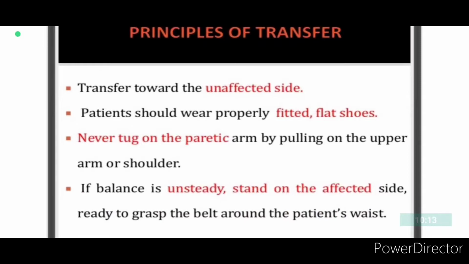Principles of transfer. Transfer toward the unaffected side. Patients should wear properly fitted flat shoes. Never tug on the paralytic arm by pulling on the upper arm or shoulder. If balance is unsteady, stand on the affected side, ready to grasp the belt around the patient's wrist.